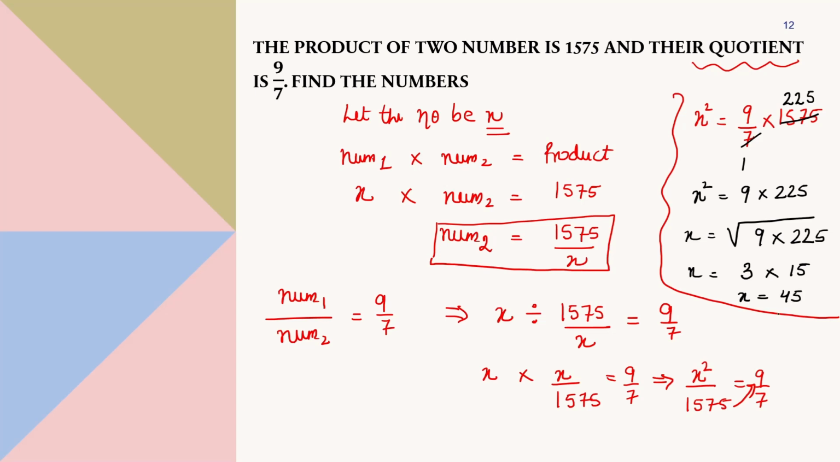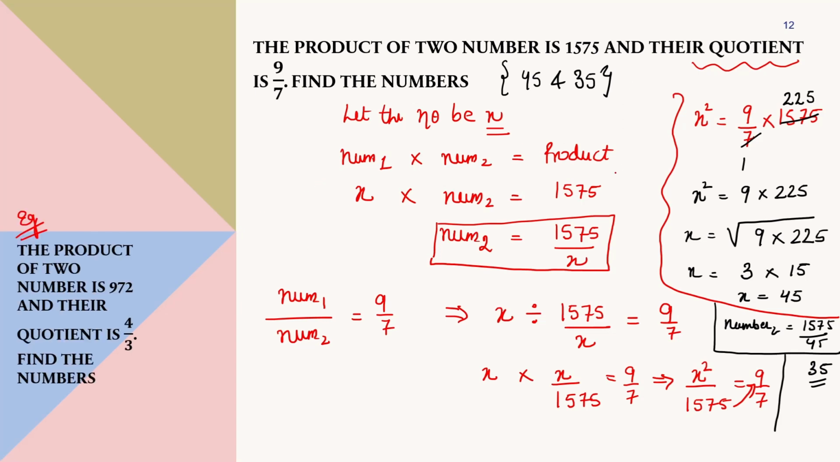If one of the numbers is 45, the other number will be 1575 divided by 45. Both are divisible and that will give you 35. So my two numbers are 45 and 35. So this is a question based on the same concept. Try by yourself.